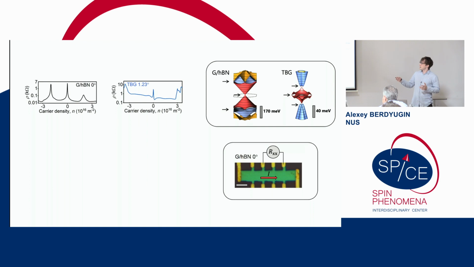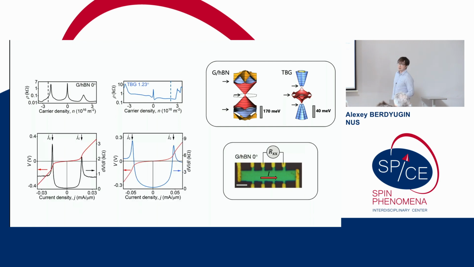If we measure resistivity as a function of carrier density in those devices, we observe the peak at zero carrier density, which corresponds to the main neutrality point. And if we tune the carrier density, we also observe satellite peaks, which correspond to the moment when the Fermi level crosses the so-called secondary neutrality points. To study nonlinear transport, we simply fix the carrier density and increase current.